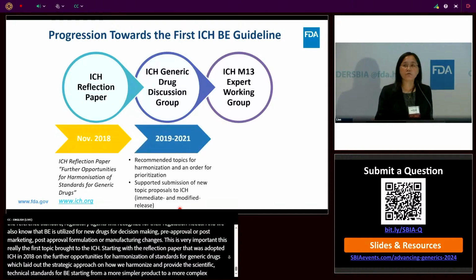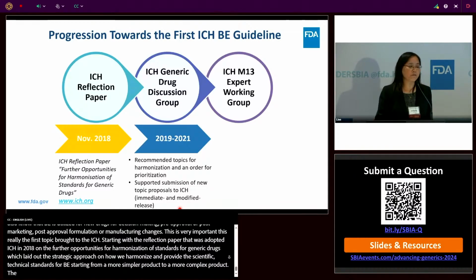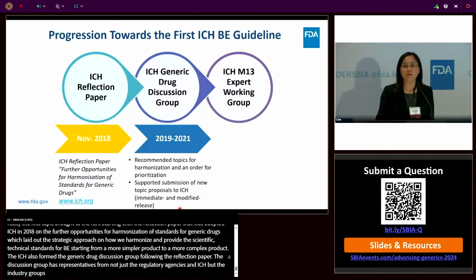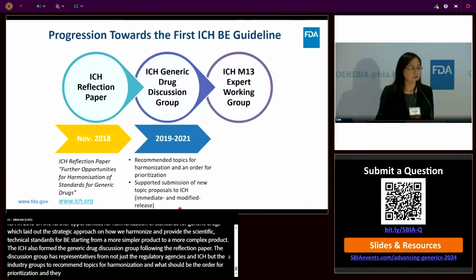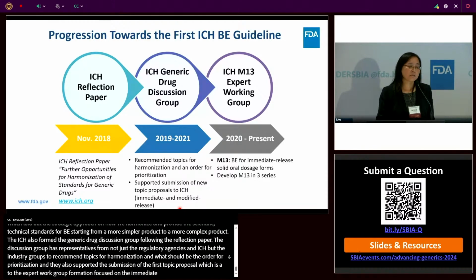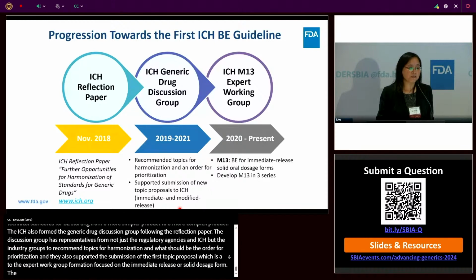And the ICH also formed the generic drug discussion group following the reflection paper. The discussion group really has representation from not just the regulatory agencies in the ICH, but also the industry groups, to recommend topics for harmonization and what should be the order for prioritization. And they also supported the submission of the first new topic proposal, which led to the M13 expert working group formation, focused on the immediate release oral solid dosage form. The M13 expert working group was formed in 2020 and mainly focused on immediate release solid oral dosage forms.